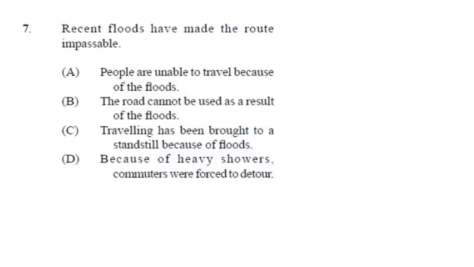C says, traveling has been brought to a standstill because of floods. This one is also incorrect because you are still able to travel, it's just that you are not able to pass. D says, because of heavy showers, commuters were forced to detour. No, they are not forced to detour because the original sentence did not say anything like that. Therefore, the equivalent sentence is B. The road cannot be used as a result of the floods.